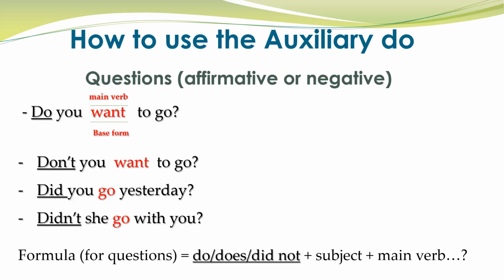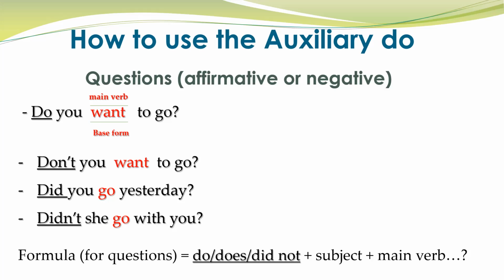Okay, this now it is also used to ask questions, affirmative questions, negative questions. Let's do affirmative questions first. Do you want to go? Again, that main verb has to be in the base form, okay? We use do because you, the subject, we use do for you. Okay? Don't you want to go? Now, it is still the present, but they're negative questions in the present.